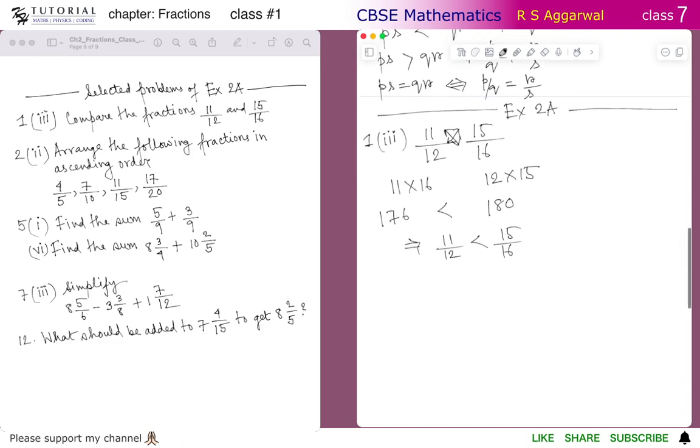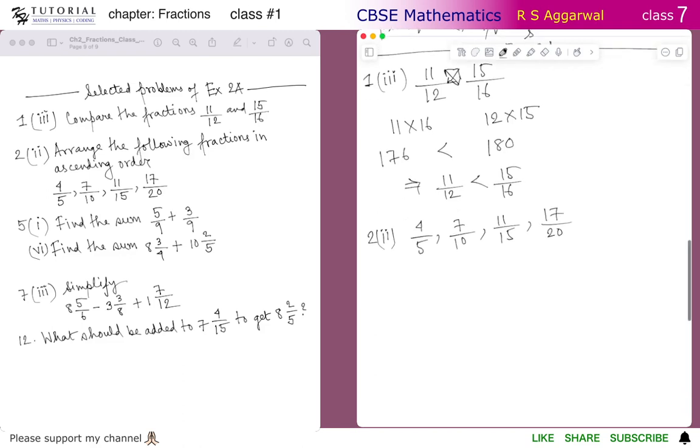Okay. The next question is part 2 of question number 2. Arrange the following fractions in ascending order. So we are given some fractions which are obviously unlike fractions, and we have to arrange them in ascending order. The given fractions are 4 by 5, 7 by 10, 11 by 15 and 17 by 20.